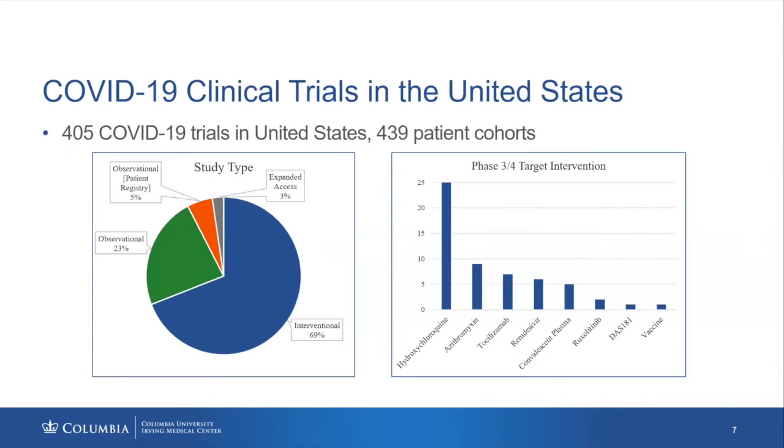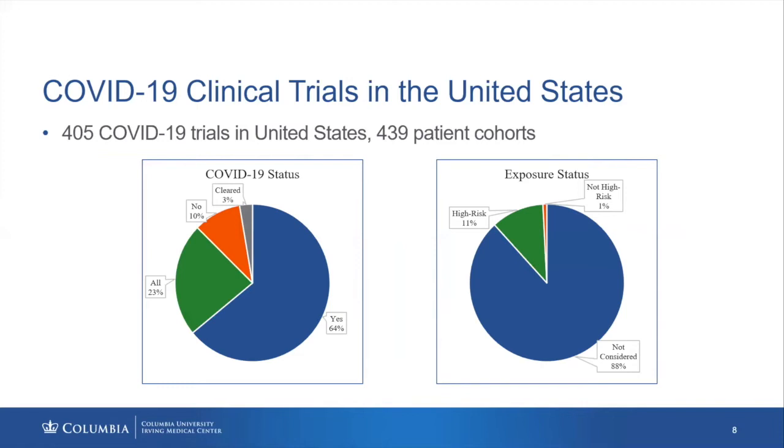So our database right now contains about 415 COVID-19 trials across the US, falling into somewhere about 440 patient cohorts. For all these studies, about 69% of them are interventional, 28% are observational, with 3% being expanded access for various drugs. And on the right, we can see the drugs being used currently in the phase 3 or phase 4 studies. The peak is hydroxychloroquine, which has about 25 studies going on in the US, followed by other drugs we hear about a lot: azithromycin, tocilizumab, remdesivir, and convalescent plasma.